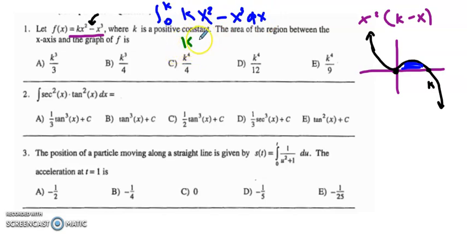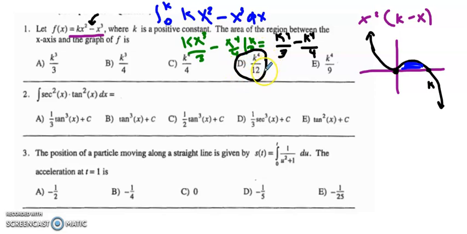I go up a degree to x cubed over 3, and then I have minus x to the 4th over 4. I'm going to evaluate it from 0 to k. When I do that, k goes in here and I get k to the 4th over 3 minus k to the 4th over 4. I will have to get a common denominator of 12. So this will be 4k to the 4th minus 3k to the 4th over 12, which means my answer is k to the 4th over 12.